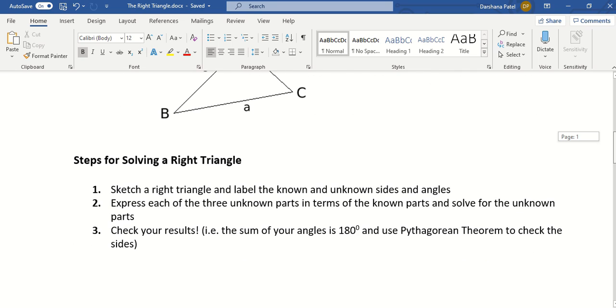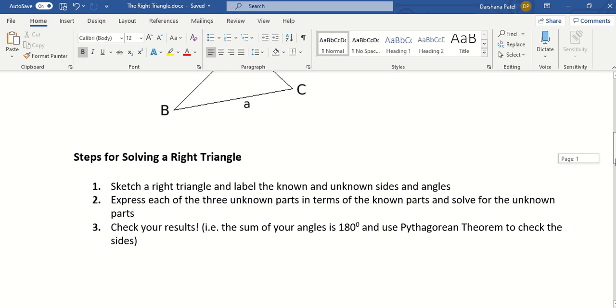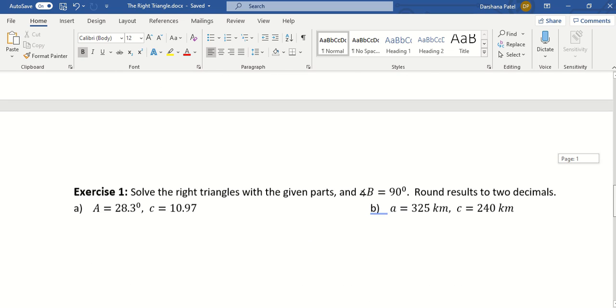Okay, so the steps for solving a right triangle. We first sketch the right triangle. We label all known and unknown sides and angles, and then we express each of the 3 unknown parts in terms of known parts, and then we solve. Again, the 2 tricks to remember: all angles add up to 180, and we can use the Pythagorean theorem for a right angle triangle. Let's see an example here.